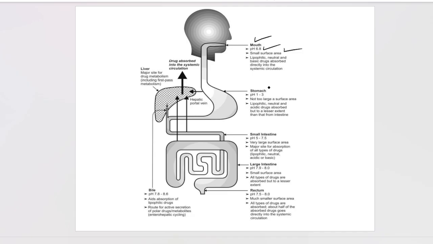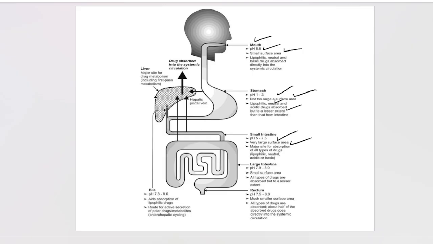And next we have the stomach, and its pH is 1 to 3, acidic in nature, and its surface area is very small because the surface is smooth. Lipid soluble drugs are absorbed, neutral drugs are absorbed, and acidic drugs are mostly absorbed. But again, the small intestine has pH 7.5 and a large surface area. Lipid soluble drugs are absorbed, neutral drugs are absorbed, and acidic and basic drugs are basically absorbed from the small intestine. So most of the drugs are absorbed from the small intestine.